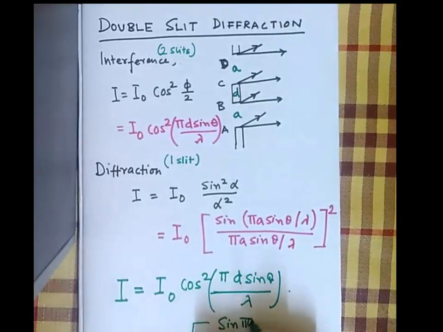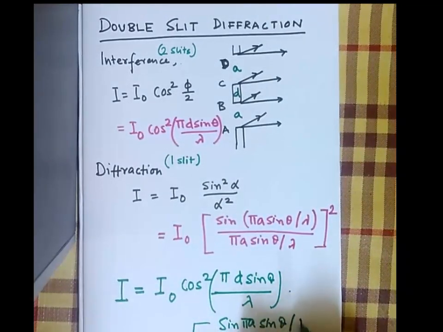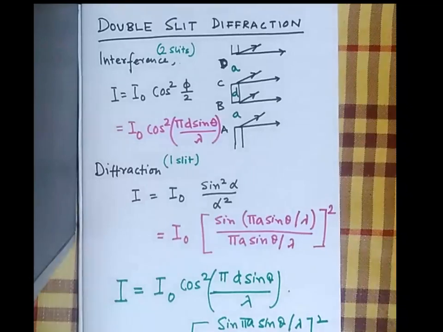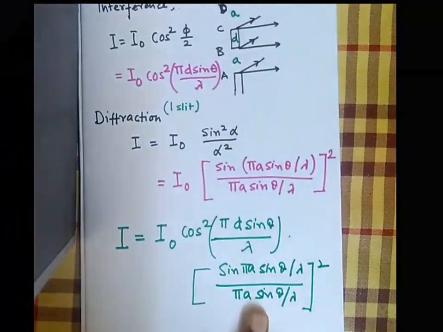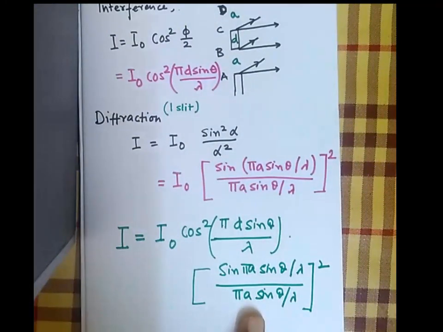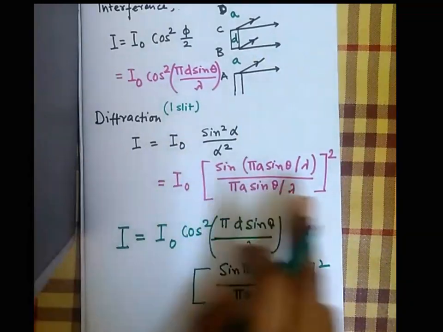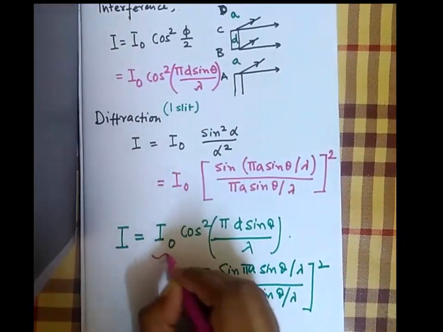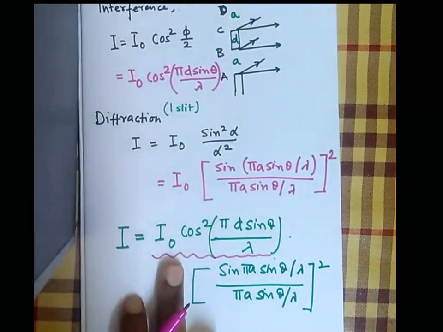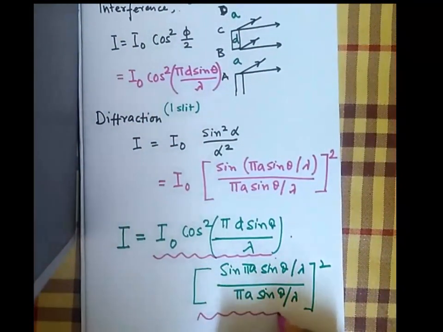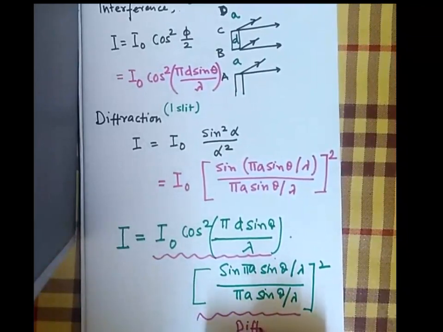sine of pi a sine theta by lambda, whole square. So this is the part that comes into the picture because of the diffraction that is occurring at each of these slits that we have. So this is the final intensity distribution, where this is the contribution due to interference and this is the contribution due to diffraction.